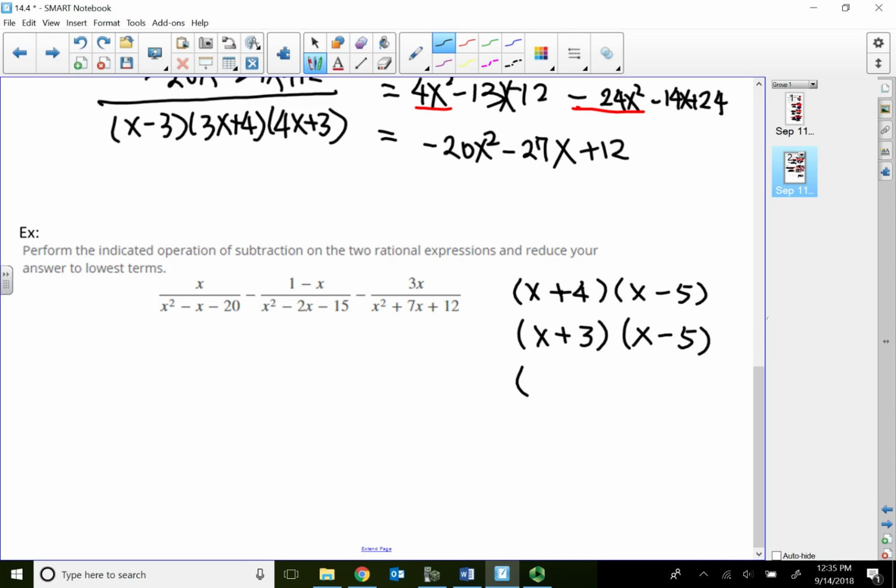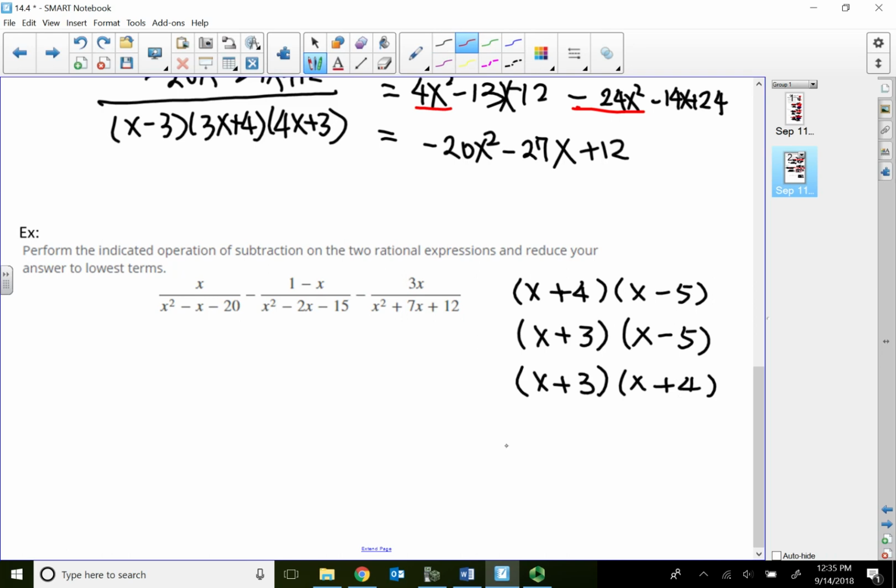X squared plus 7x plus 12, I can use 3 and 4 for my 12. And the signs have to be both positive. Since the last sign is positive on the 12, the two signs are the same in the parentheses. Since the middle term is positive 7, I have to have both positive here.